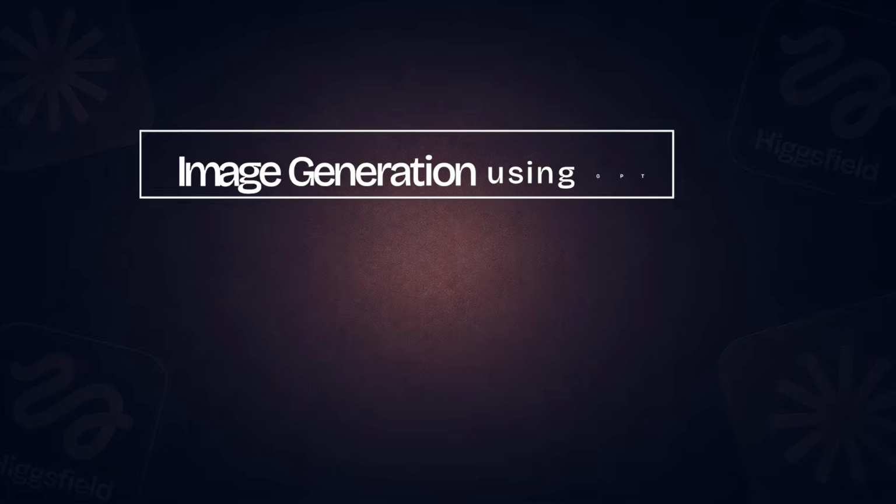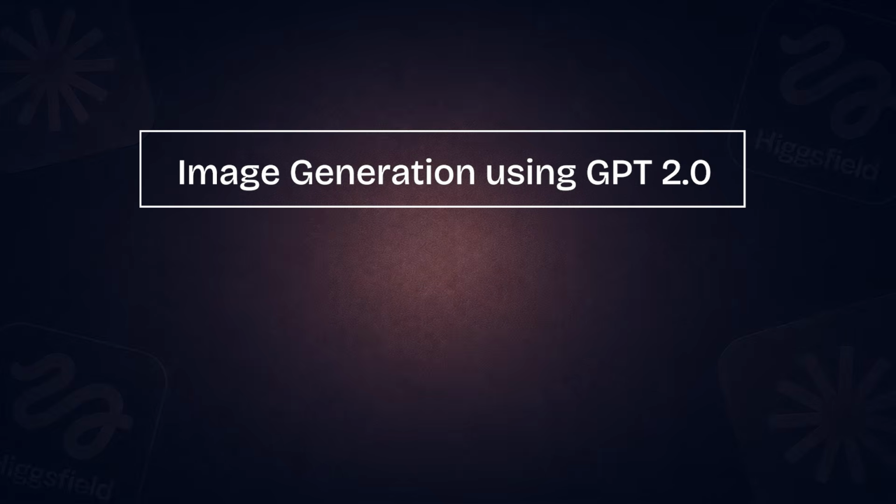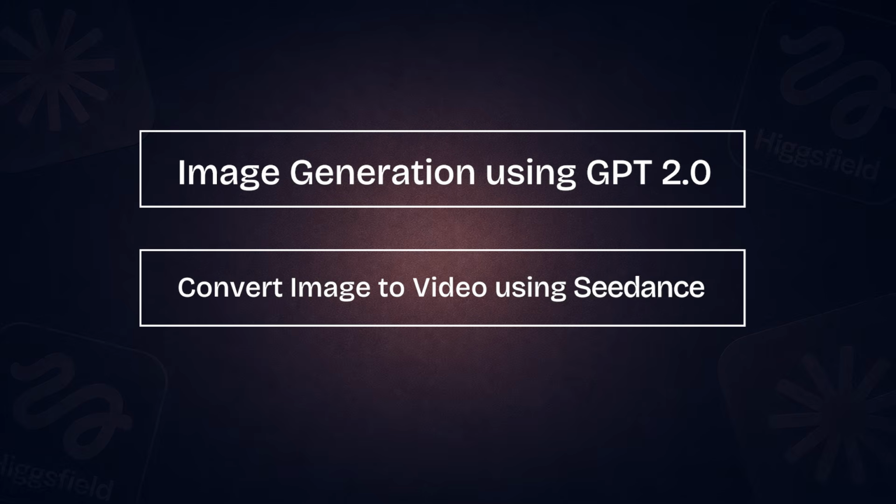Okay, before we start, I will tell you the basic workflow. The first step is to make some photos using ChatGPT 2 in Higgsfield. The second step is to make those photos into videos using Seedance. The last step is to combine those videos from Seedance and make it into a complete ad. So let's start from the photos.